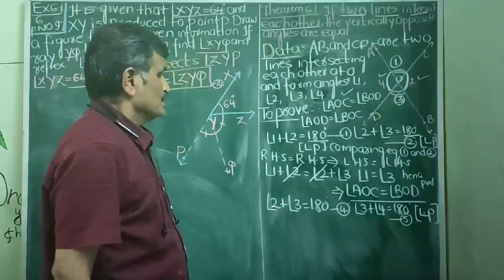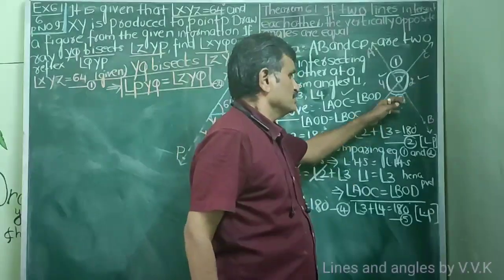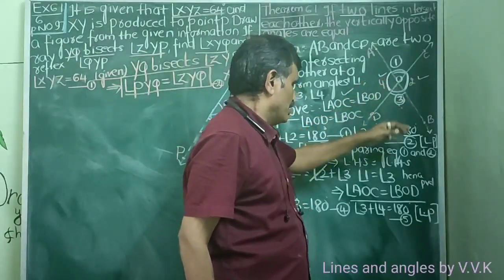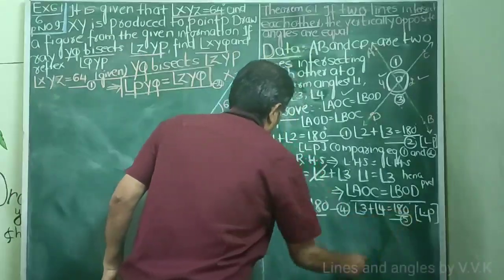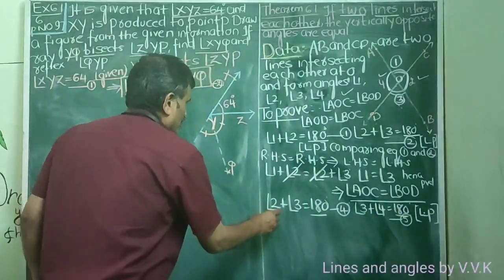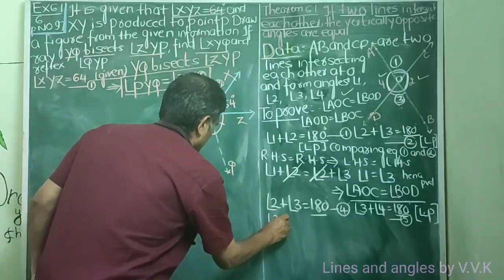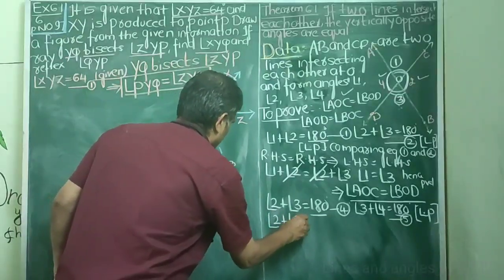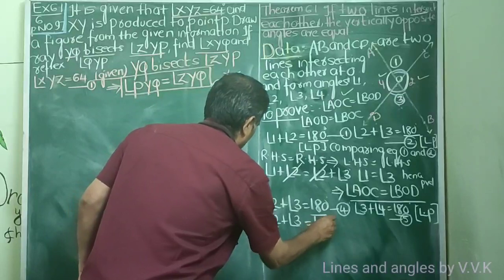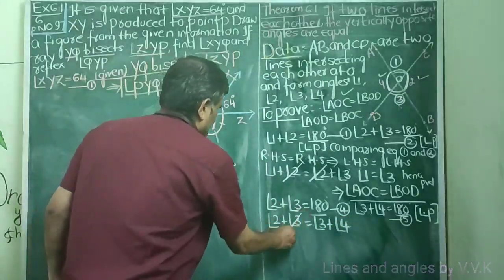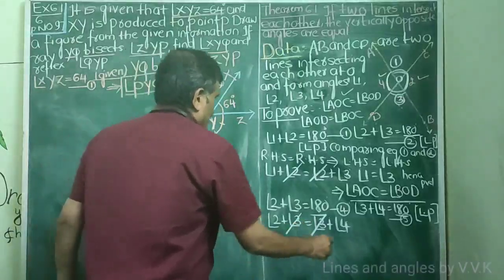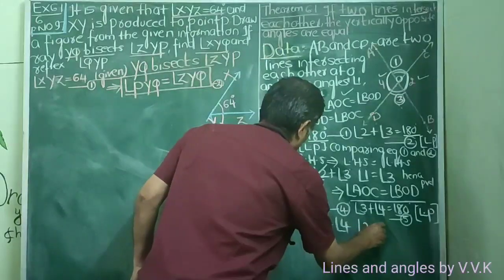This angle plus this angle is 180, this angle plus this angle is 180. Now if I compare the right hand sides, the right hand sides are equal, and when the right hand sides are equal, it implies the left hand sides are also equal. That means angle 2 plus angle 3 is equal to angle 3 plus angle 4. So angle 3 cancels with angle 3. So what I get is angle 2 is equal to angle 4.